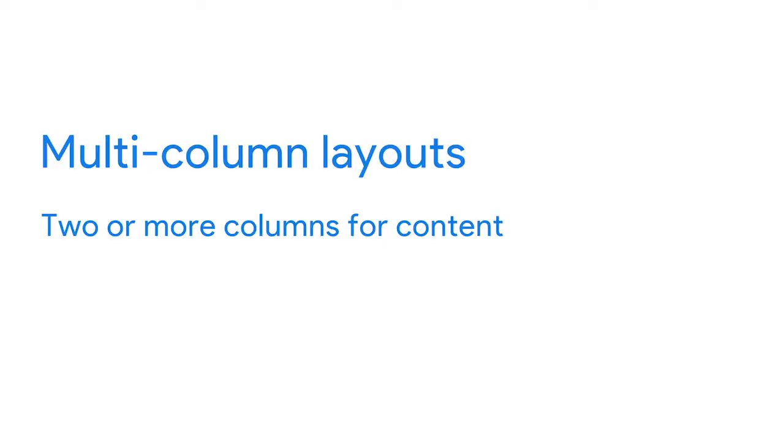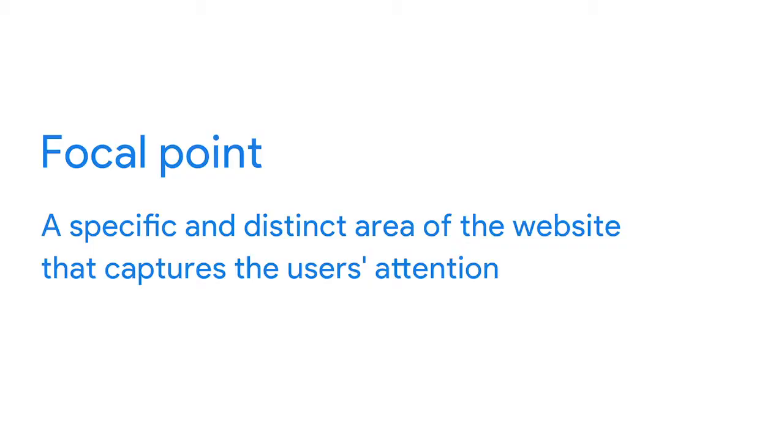Multi-column layouts generally have 2 or more columns for content. You've probably encountered this layout on many desktop websites. If the multi-column layout has 2 columns, there's usually a clear focal point. A focal point is a specific and distinct area of the website that captures users' attention.